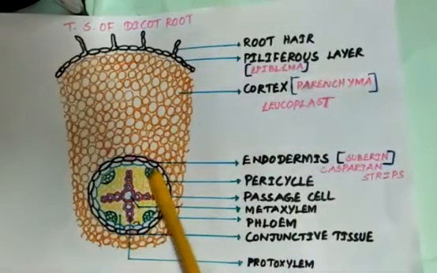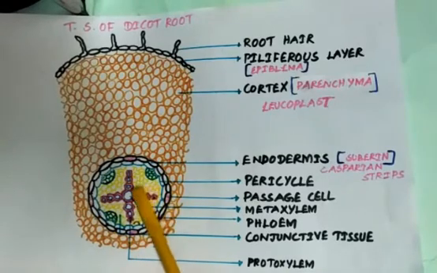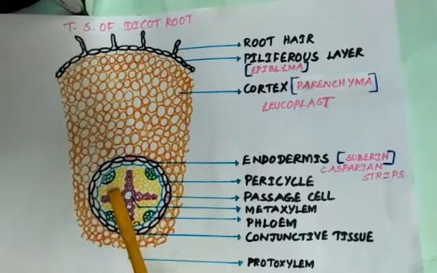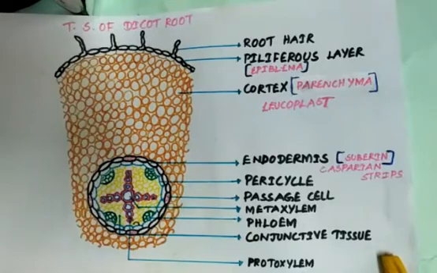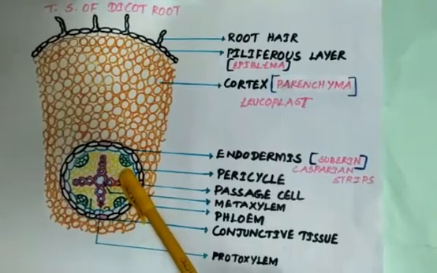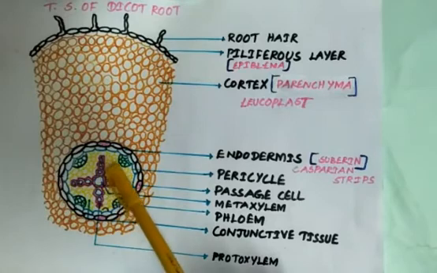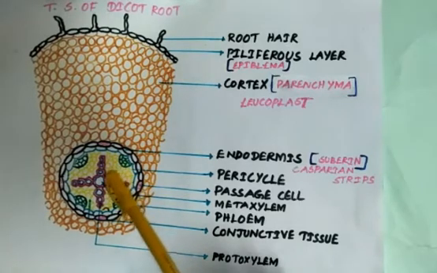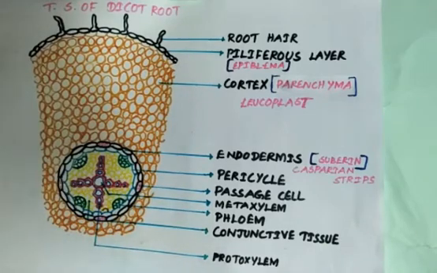Next, in between the xylem, phloem is present. Phloem cells are present. Next, you can see another type of cell, that is conjunctive tissue. Conjunctive tissue is found in between the xylem and phloem, and connects the xylem and phloem. That tissue is known as conjunctive tissue. The conjunctive tissue is made up of parenchymatous cells. Conjunctive tissues are present between the xylem and phloem. Usually parenchyma cells are present in dicot root.